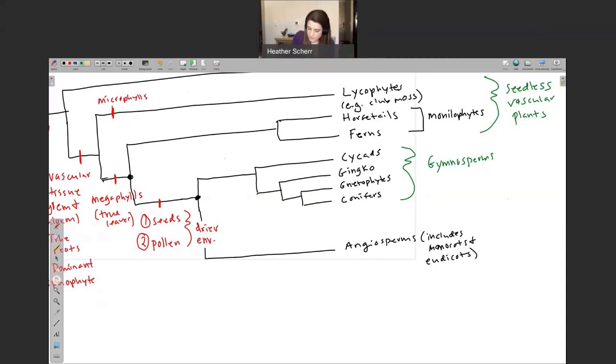Okay, so what are the characteristics of angiosperms? There are three. One is that angiosperms are flowered plants, so they have flowers. Flowers help with efficient pollination.